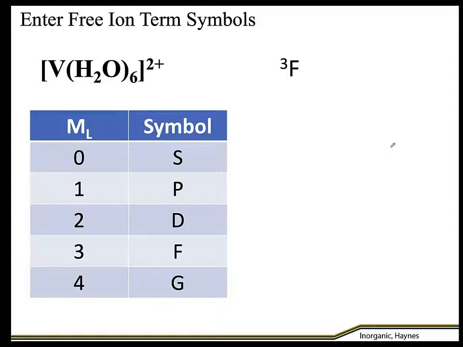And then you actually end up skipping J, but we will never get to that high of a value for our angular momentum. So now this describes again that electronic state of our free ion. But when we look at this vanadium complex, this is not in fact a free ion. This has water surrounding it.